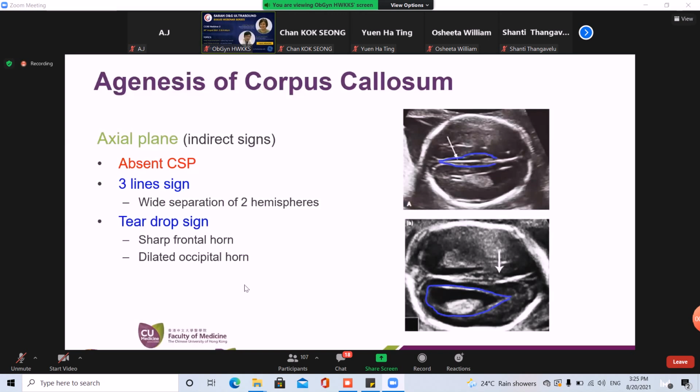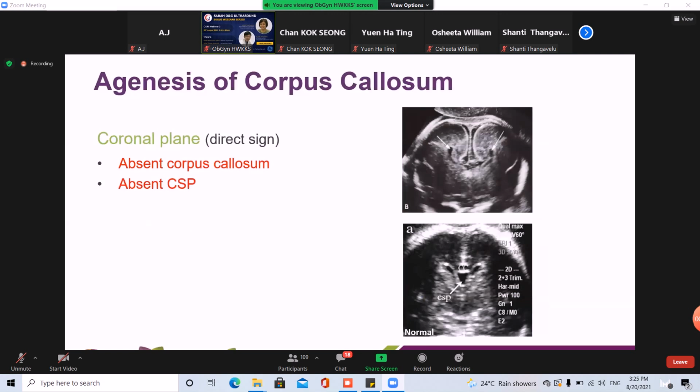Now, when you do an ultrasound scan of the brain, when you take a transthalamic plane and a transventricular plane, and you see these 3 signs, immediately you know that you are dealing with a case of agenesis of corpus callosum. Therefore you have to do a targeted neurosonogram by taking a coronal section and a sagittal section. Now, this is the coronal section.